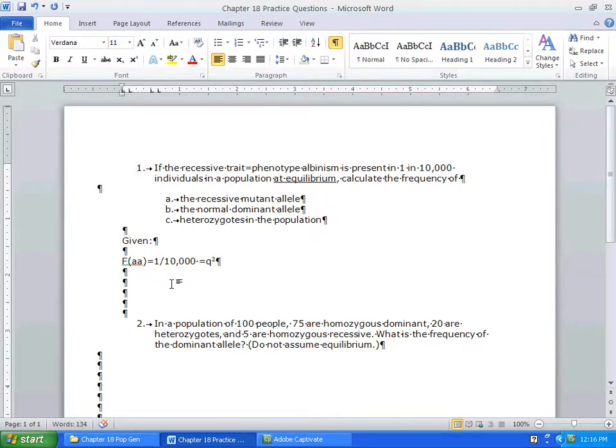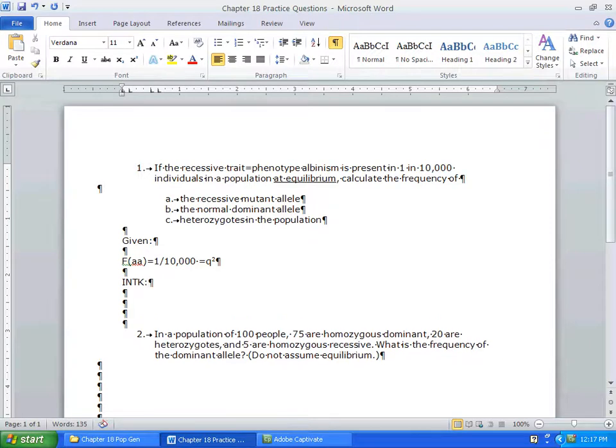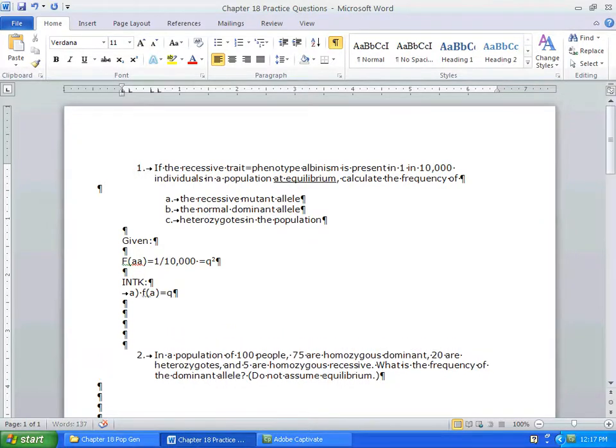Now, because they tell you it's a population at equilibrium, you're allowed to use the Hardy-Weinberg terms. Now, the second part of the question is what do you need to figure out? Or what you could say, I need to know. What do you need to know? They're asking you for, in part A, the frequency of the recessive allele. The frequency of the recessive allele is equal to q in Hardy-Weinberg language. That's the definition of q.